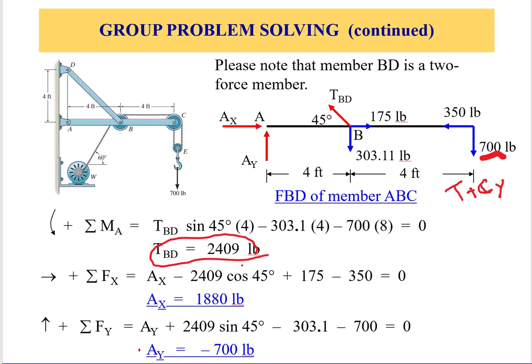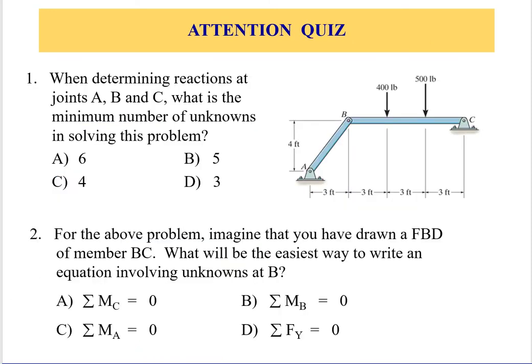There are a couple of quizzes. I mean, it's an in-class quiz. It's nothing to grade, just to learn more about the strategies. Let's take this last attention quiz. When determining the reactions at joints A, B, and C, what is the minimum number of unknowns in solving this problem? Now, first we need to draw the free body diagram.